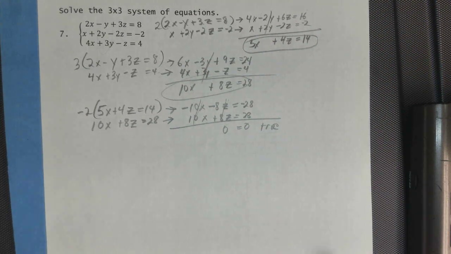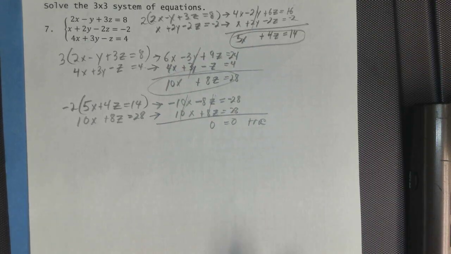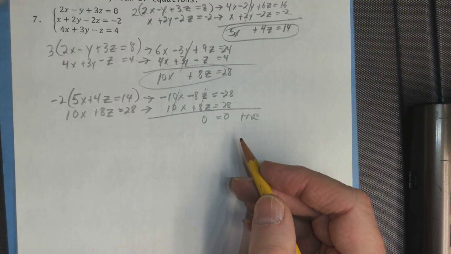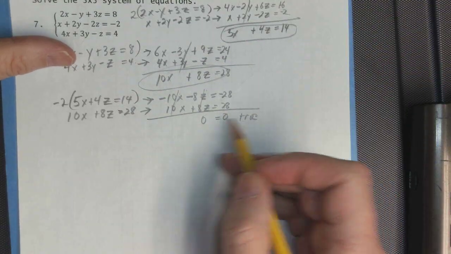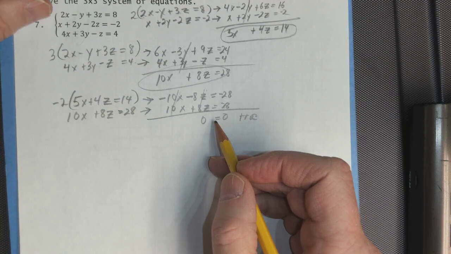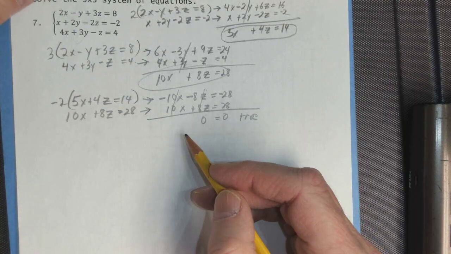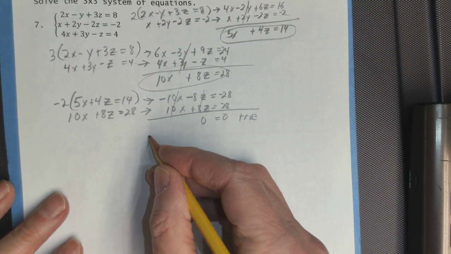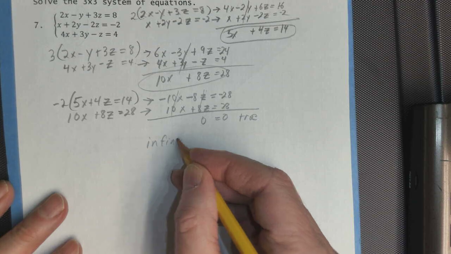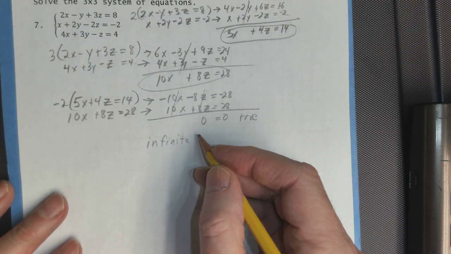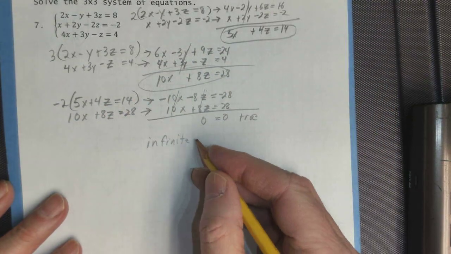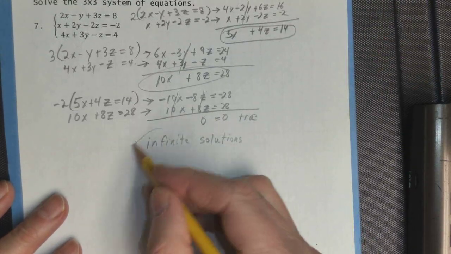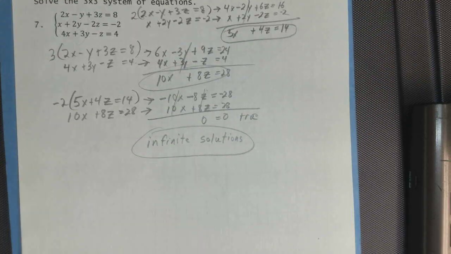Okay, guys, when you get to this point, you get 0 equals 0, and that's always true. What happens is these represent planes. They're meeting at a line, and if it's true, it's this line that they're meeting at. So we're going to say infinite solutions when this happens.